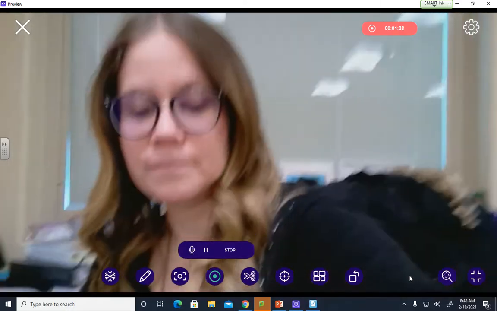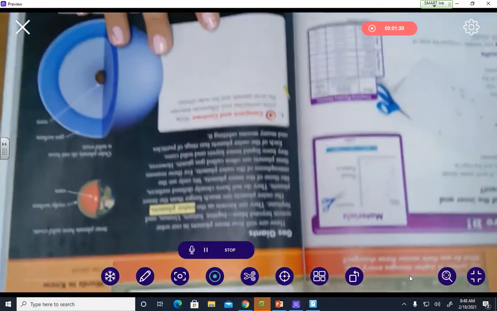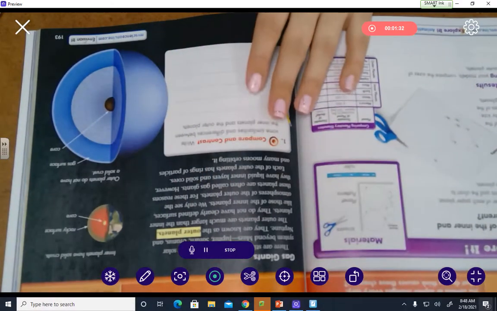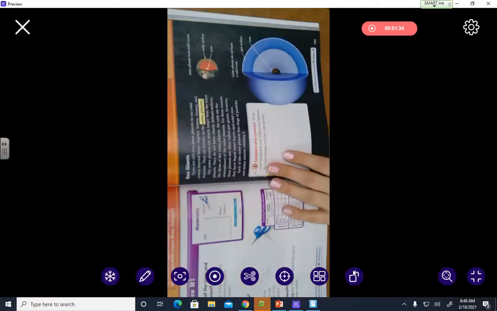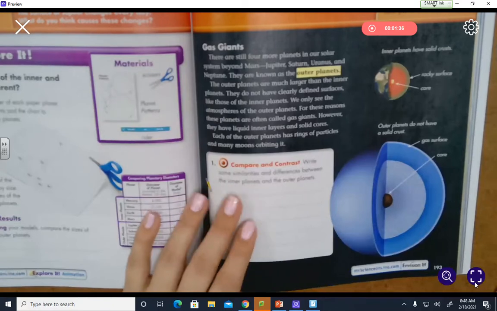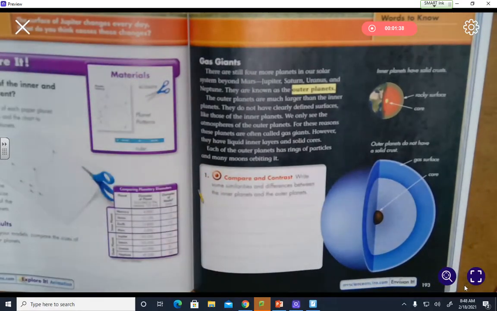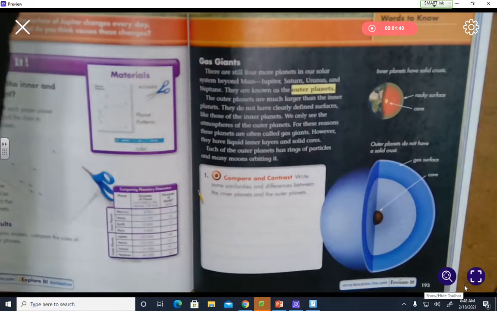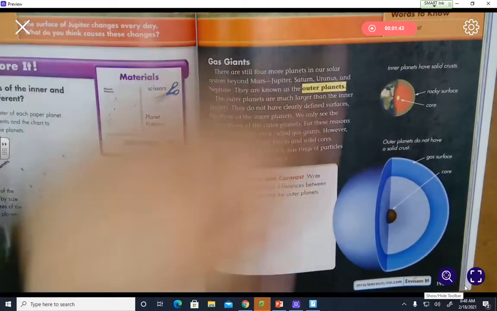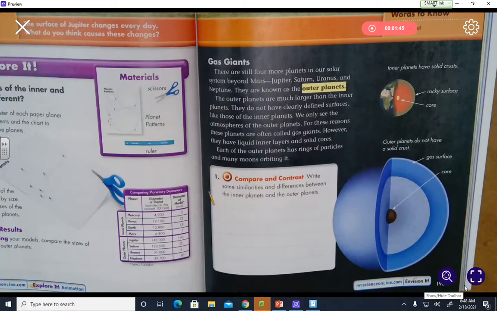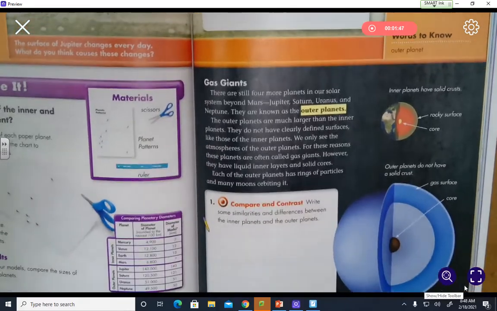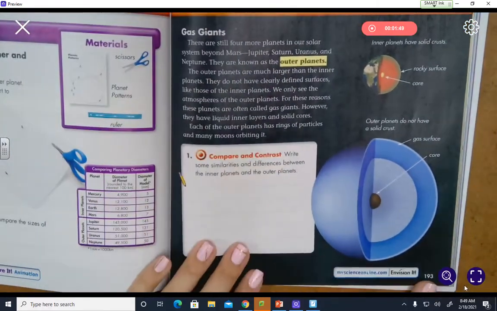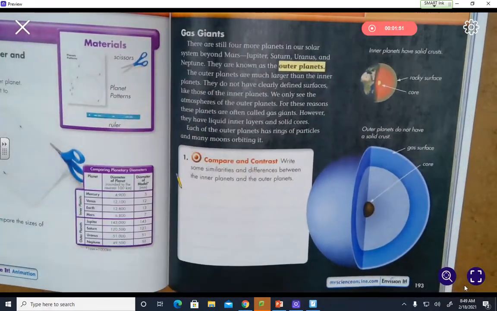Alrighty. Whew. A little close. Let's rotate. Grab your highlighter. Let me see if I can focus this a little better. There we are. All right, this is going to start on page 193, down here with gas giants.